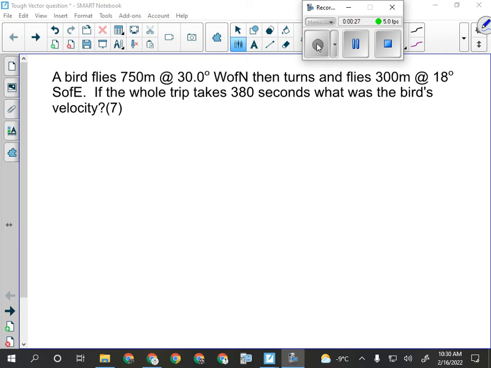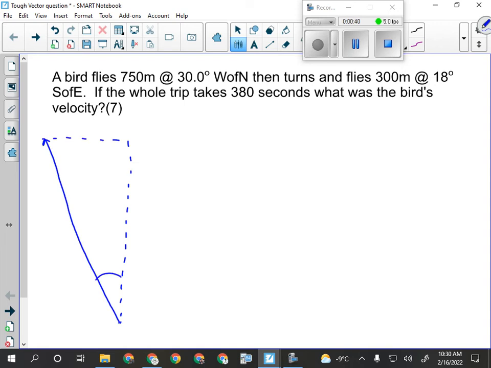All right, so that's going to be west of north. So I'm going to draw north, like so. I'm going to go 30 degrees west of that. This is 750 meters. This will be its x. This will be its y. Okay? And then I can draw my second one on the head of my first one.